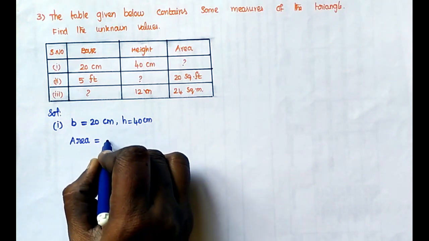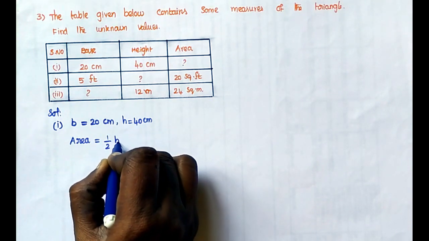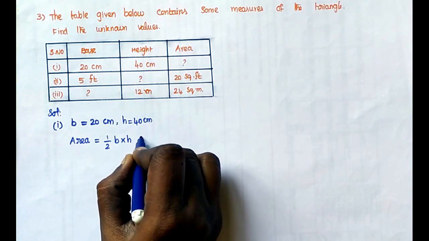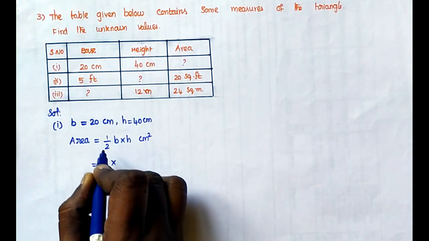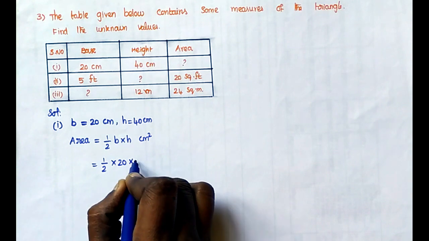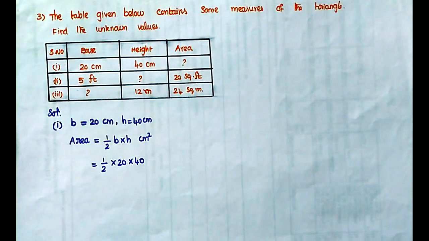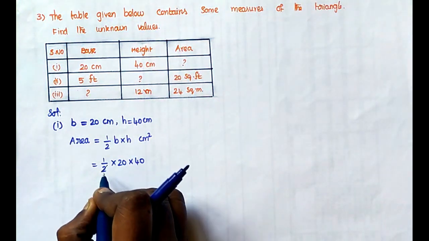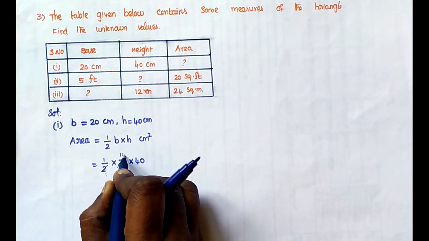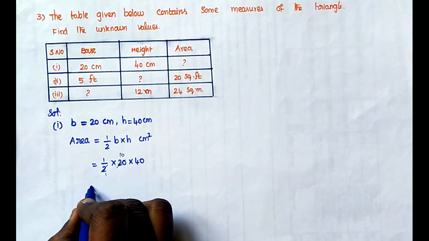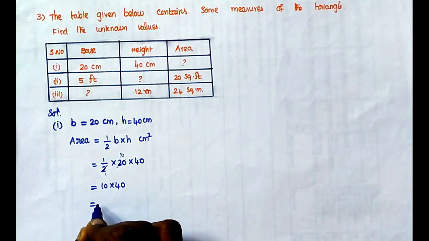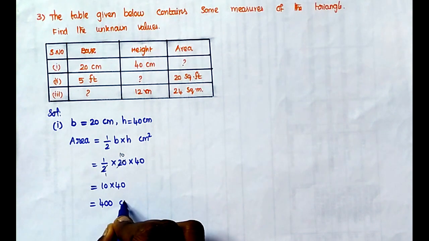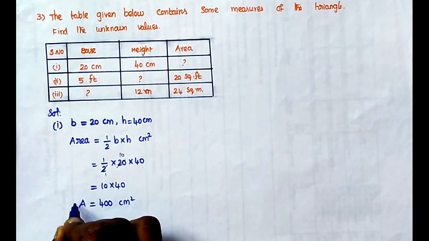What is the area of triangle? Half into b into h square centimeter. Half into, what is b? 20 into 40. Cancel these numbers by 2 table. 2 1 is 2, 2 tens are 20. So remaining numbers 10 into 40, that is 400 centimeter square, that is area.